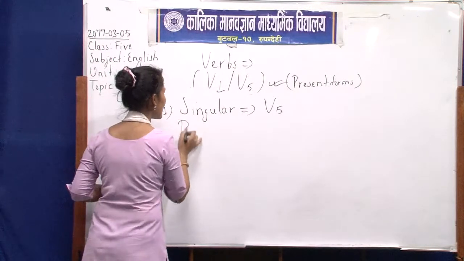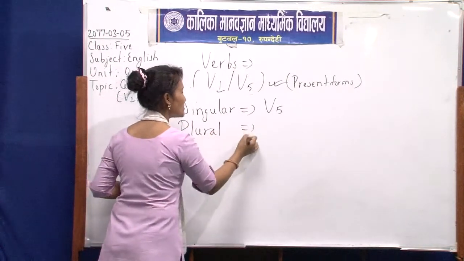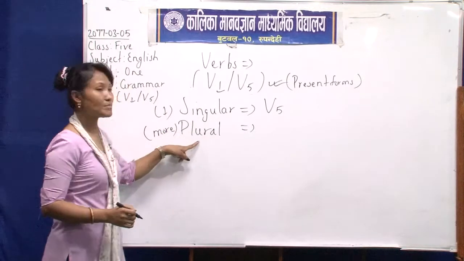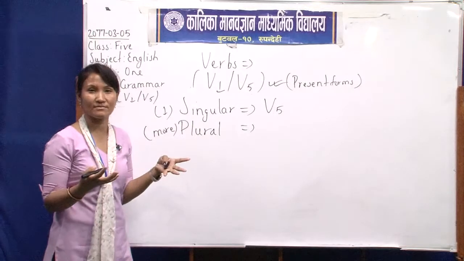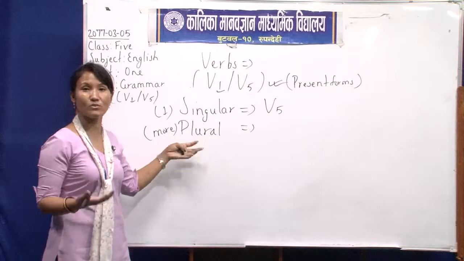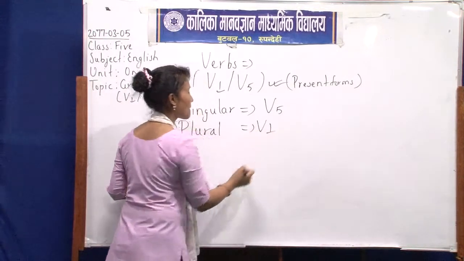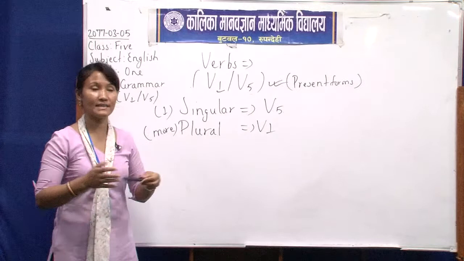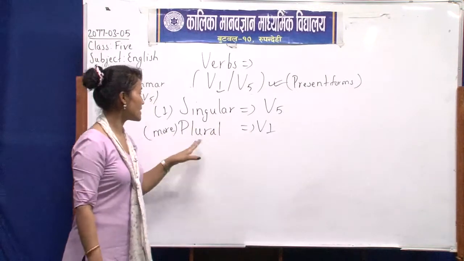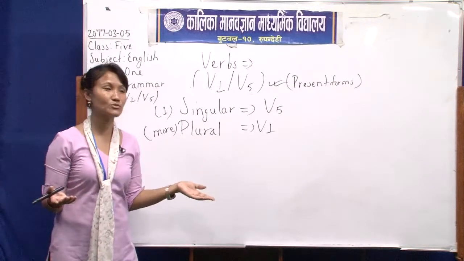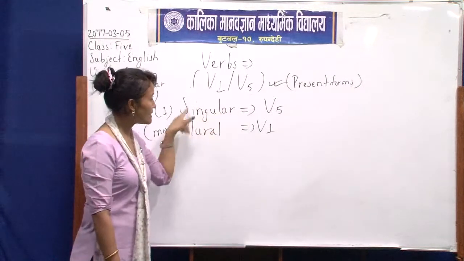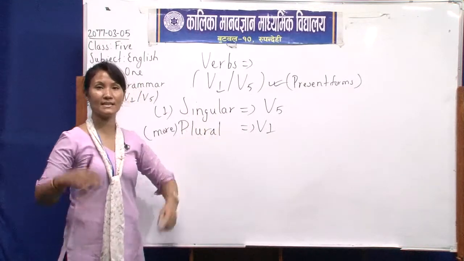Likewise, plural. Plural means more, isn't it? More than one. So what does plural take? It takes less. It doesn't want more because it is already more. It's enough. So plural takes verb 1. In this way, if you understand, singular is only one, less, so it wants more, verb 5. Plural is already many, I don't need too much, so plural takes verb 1. If you understand it this way, then it will be much easier till your higher level as well.